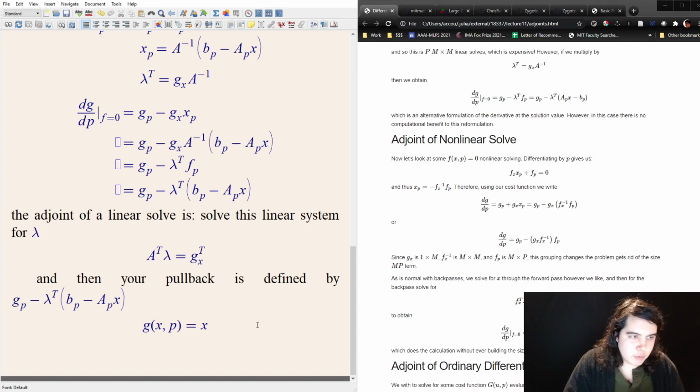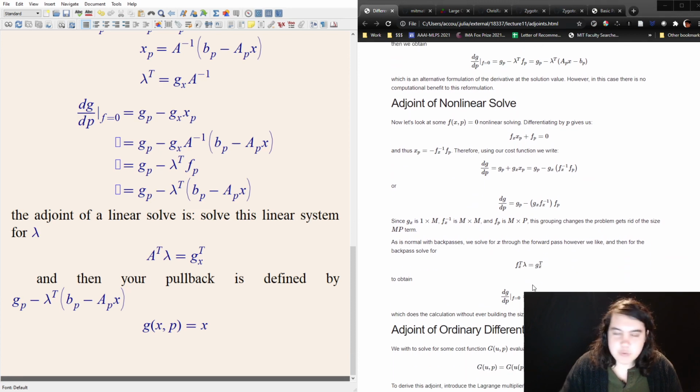You can work out the last detail in there, except I want to move on to the adjoint of the nonlinear solve, which to me helps it make a lot more sense. I know I'm going through the adjoint of the linear solve quite quickly, but I feel more comfortable with the nonlinear one, and then you get the linear one as a special case.